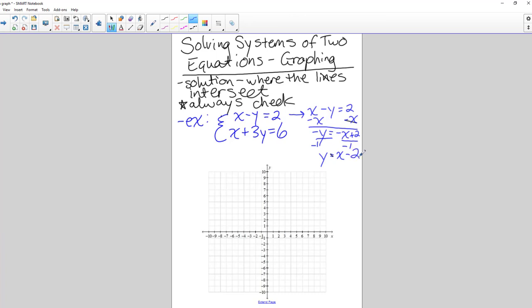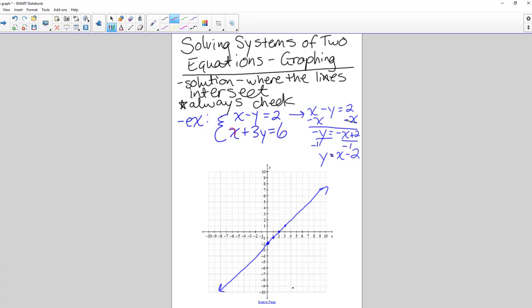So to graph this, I'm going to first start at my y-intercept of negative 2, and then I'll go up 1, over 1, up 1, over 1. It's important to get this pretty straight so that when I find the point where they intersect, then I know I'm accurate. It's the best way to make sure we're landing exactly on the right answer.